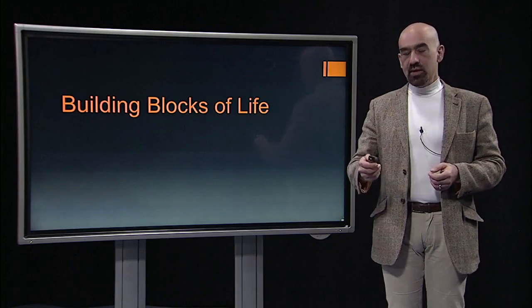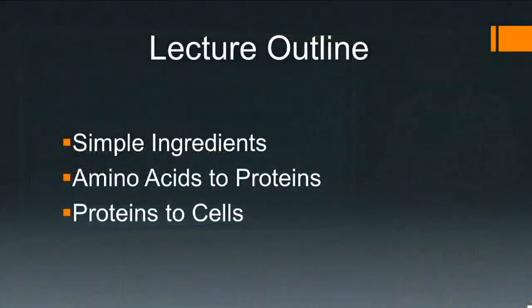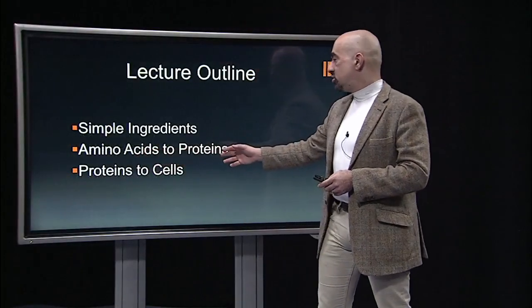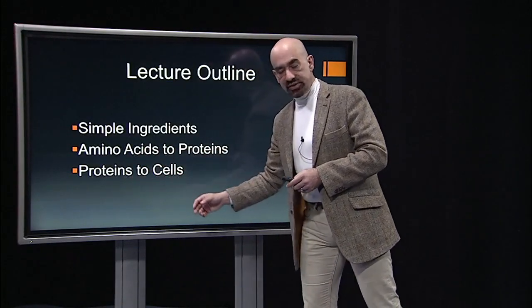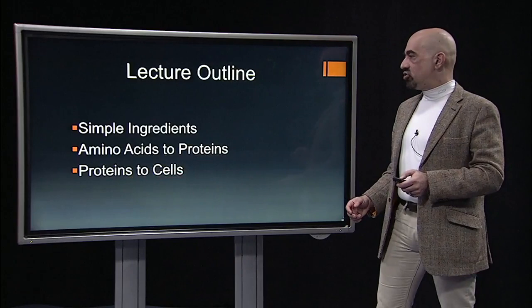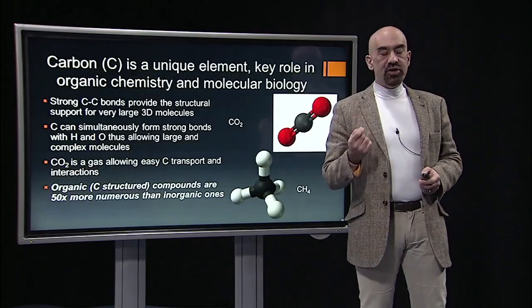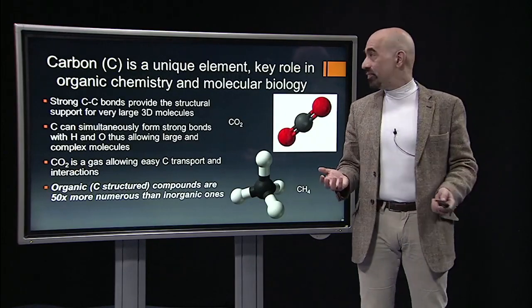So let's begin by tracing our biology. What we want to do is begin by talking about the simple ingredients that make up amino acids, nucleotides, and the other basic building blocks of life. Next, we're going to go from amino acids to proteins, and then from proteins to cells. So let's begin our journey with the basic building blocks. And the key building block for organic life is carbon.